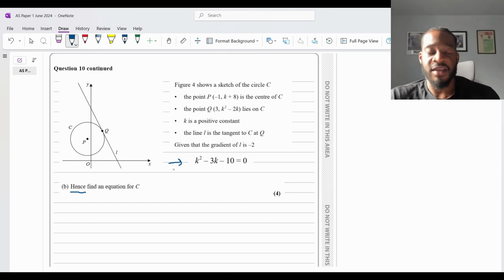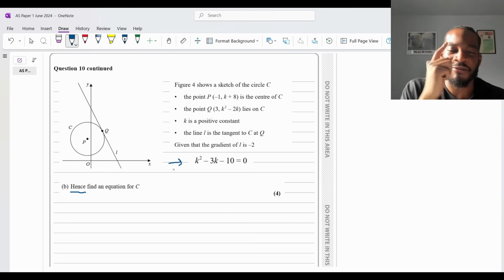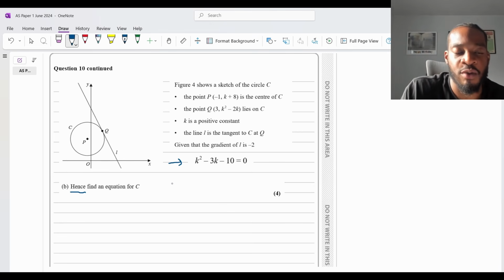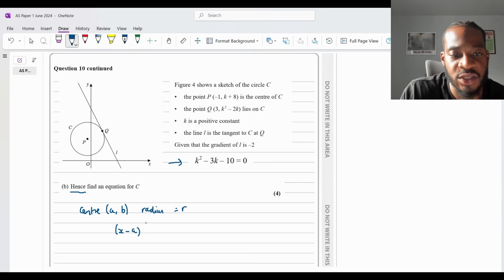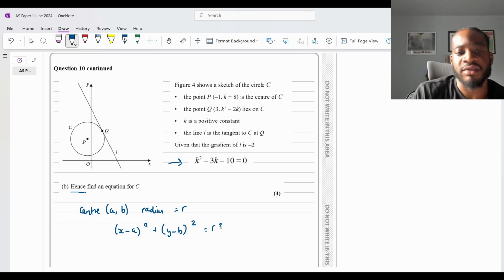Now, they ask us to find the equation for C. C is a circle, so I need the equation of a circle. The first thing that I would do is write down the general formula for the equation of a circle, which is, if I have a center (a, b) and a radius r, then the equation of a circle is (x minus a) squared plus (y minus b) squared is equal to r squared. So essentially, what we need to do is figure out the center of the circle and the radius.